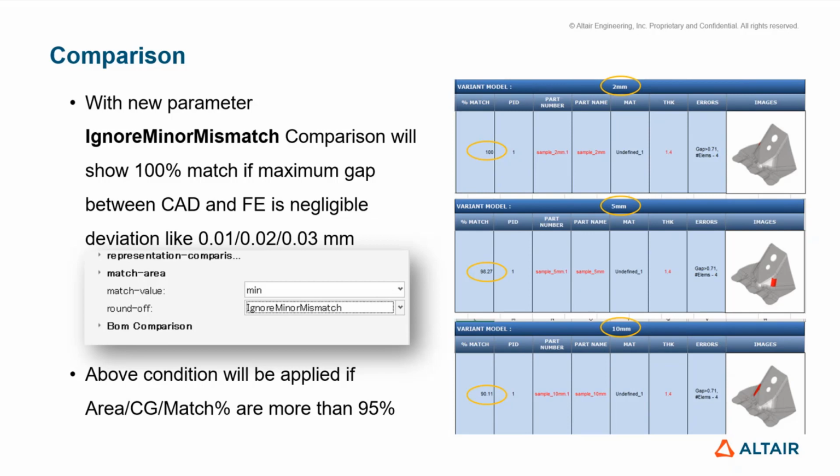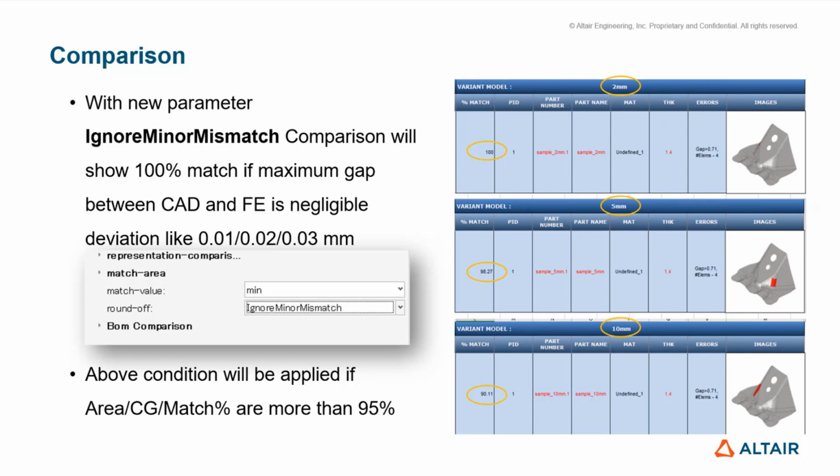This is widely used in a meshing factory, where they get the model from their meshing team and want to judge whether all the nodes and elements are lying on the geometry. For that kind of reason, this new parameter can be widely used. The user has to turn on this option. By default it is turned off, which uses the conventional method. If you turn on this option and set it to ignore minor mismatch, then this new round off value will be applicable, and you will get the report and the match percentage will be tuned accordingly.